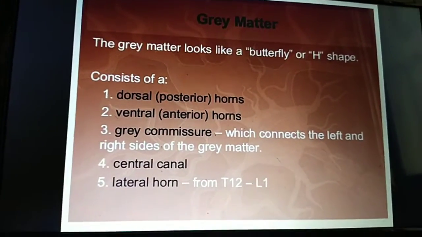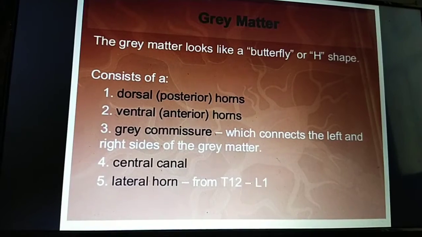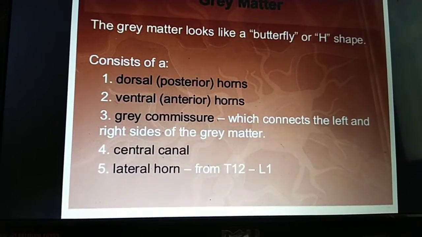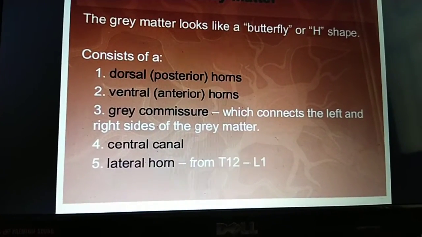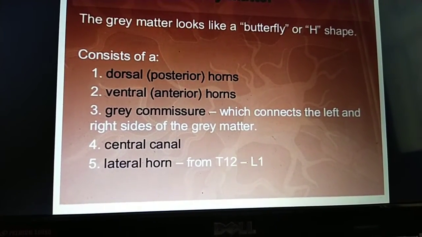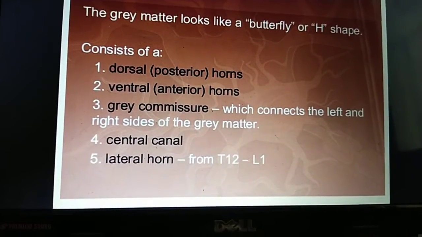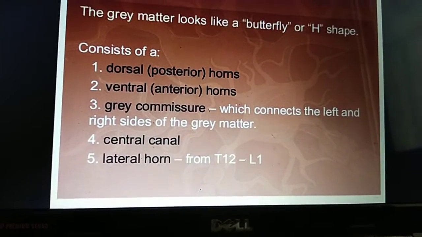The gray matter looks like a butterfly or is H-shaped, and consists of, as I already told, the dorsal horn or posterior horn, the ventral horn or anterior horn, and the gray commissure which connects the left and right sides of the gray matter. In the gray commissure there is one canal, the central canal, and it also has the lateral horn from T12 to L1.